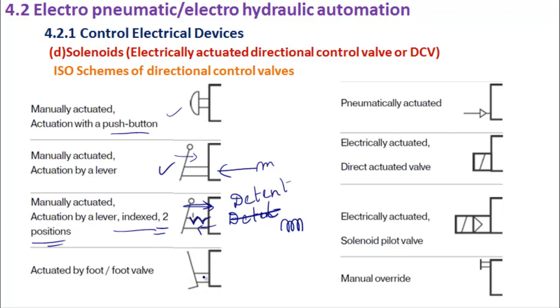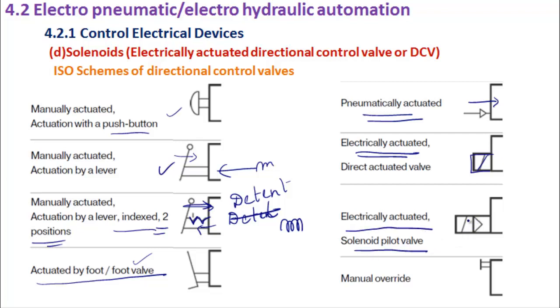Or you can move the spool, or move the different positions, by pushing it with the feet, what is called a foot valve, actuated by foot. Or you can move this with the help of some pneumatic arrangement, which means you send air in high pressure to move the spool so that the position changes. Or it can be electrically actuated with the help of a solenoid, and we all know that the solenoid is drawn like this. Or it can be a solenoid with a pilot valve.